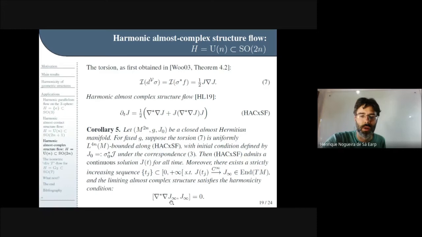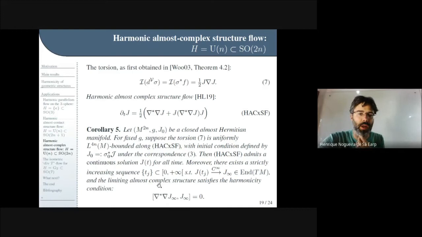This condition, by the way, was originally derived by Chris Wood in one of his first papers. This was his case study. This was the context in which he outlined some of the framework we're using. So we recover this harmonicity structure as a corollary of the general theory.